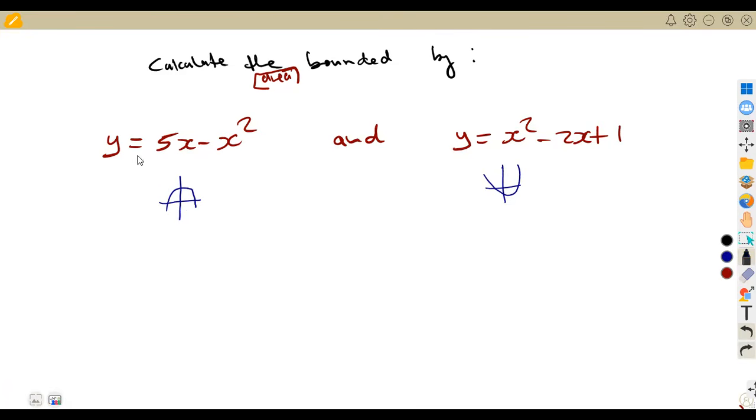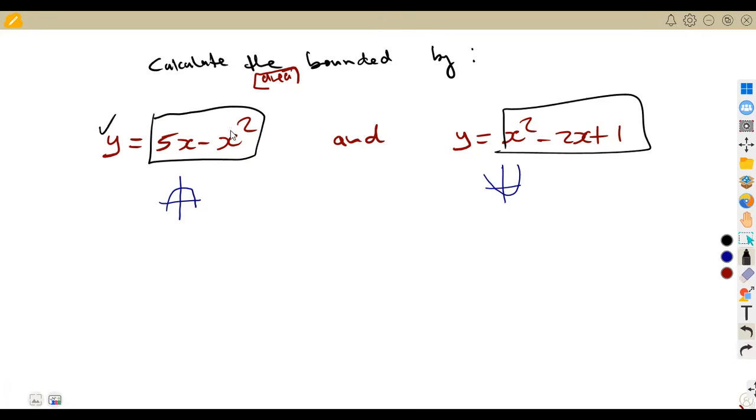So the point of intersection is, you can see, y is equal to this. And here they're saying the same y is equal to this. So these two must be equal, because here it's y and this one is also y. So this part and this part are also equal. You can solve that using that concept straightforwardly. So that'll be 5x minus x squared is equal to x squared minus 2x plus 1. So we can solve for x.